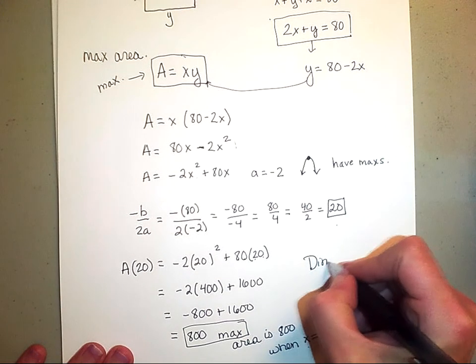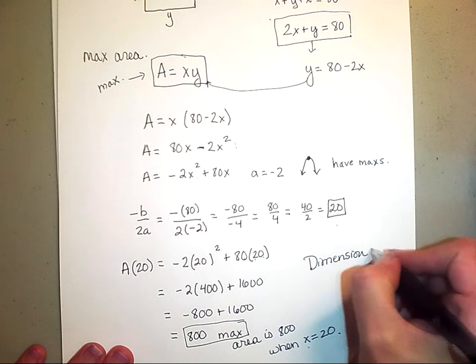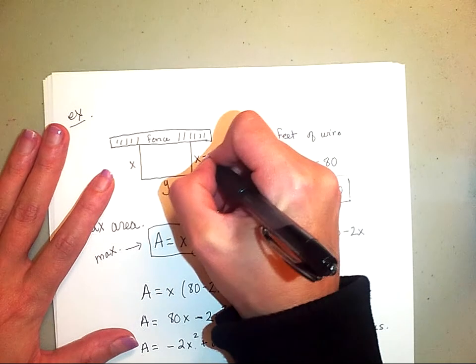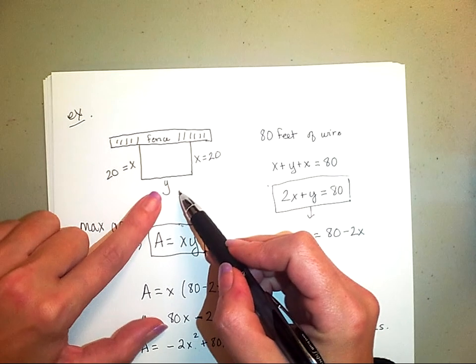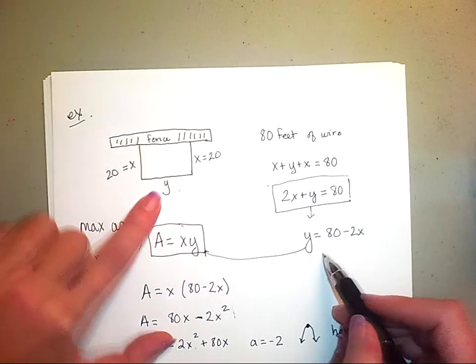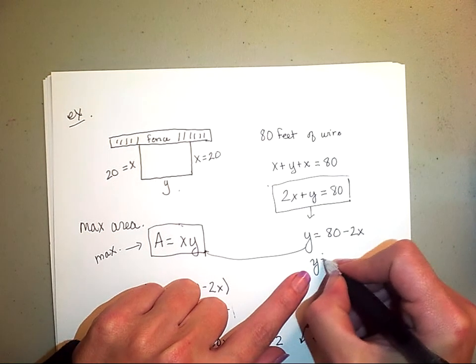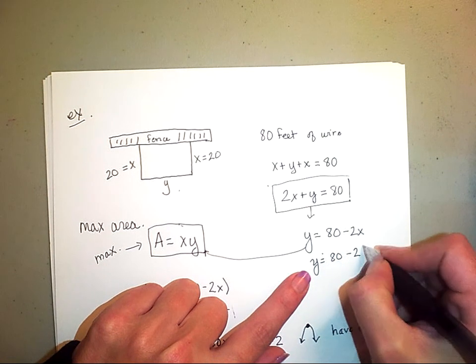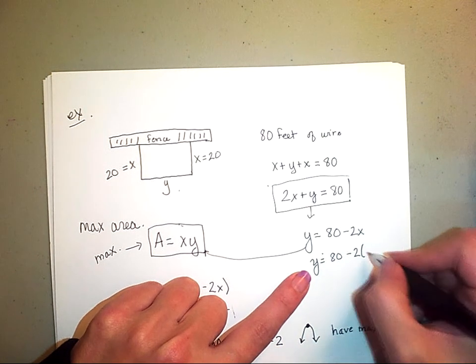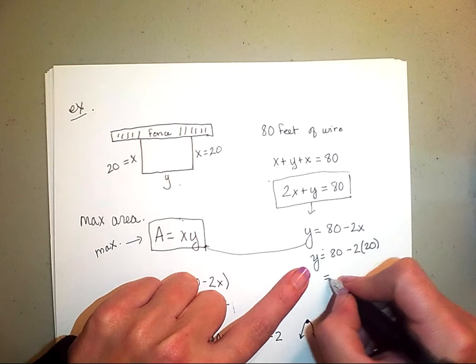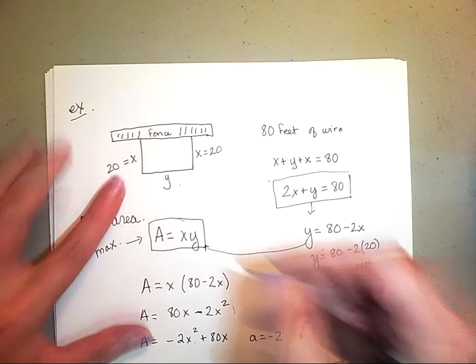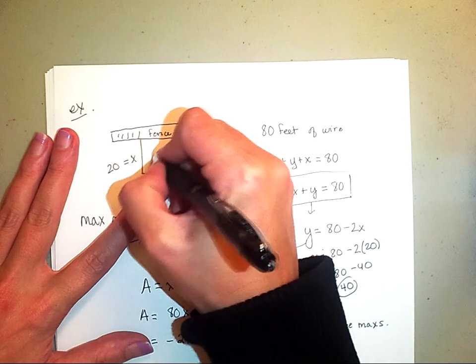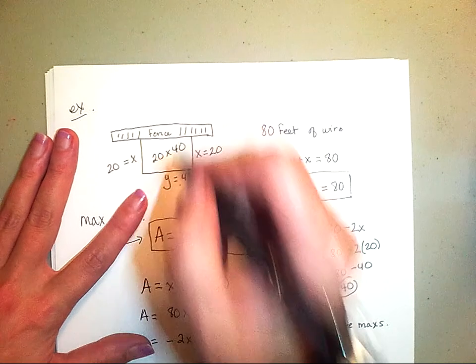So what if we asked ourselves about the dimensions then? Well, for that we can come back up here. We know that x is equal to 20. So what is that going to make this length of y? Well, I can come right down here. y is equal to 80 minus 2 times x, but what did we say x should be? It was 20. So y should be 80 minus 40, and y then should be 40 feet. So our dimensions should be 20 by 40.